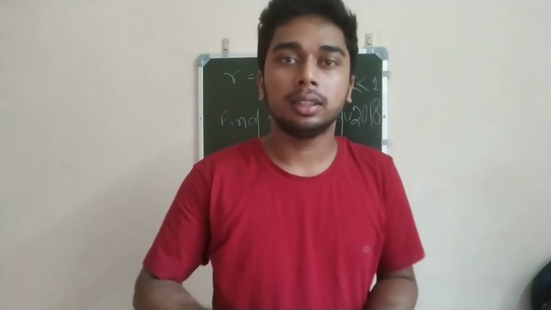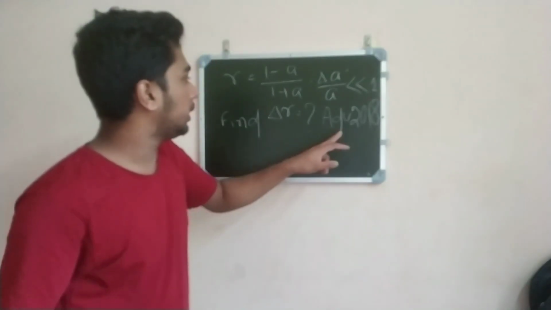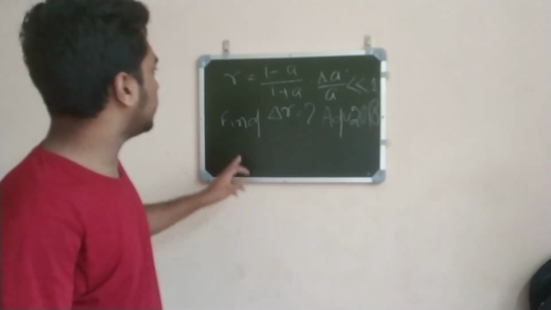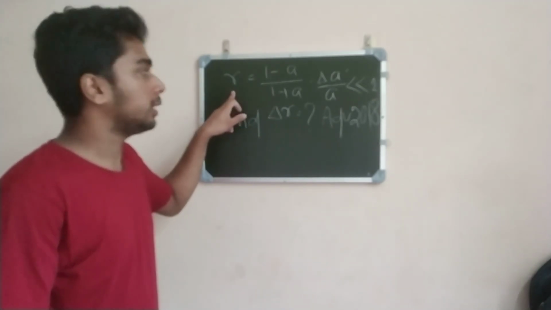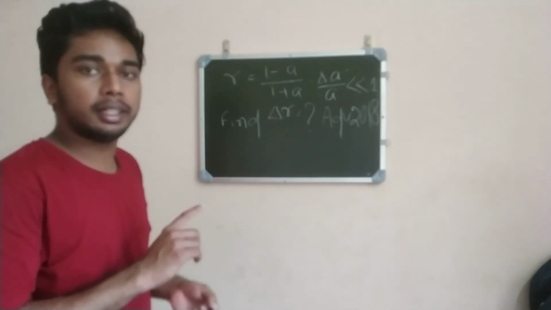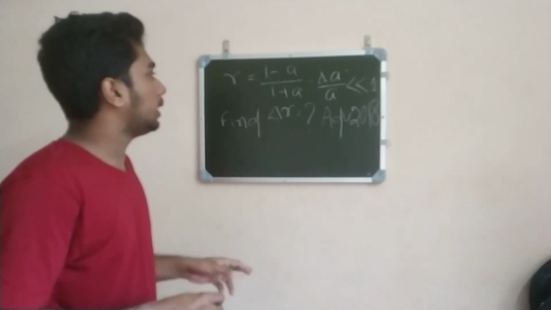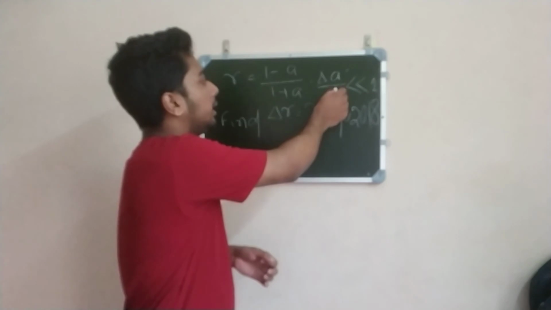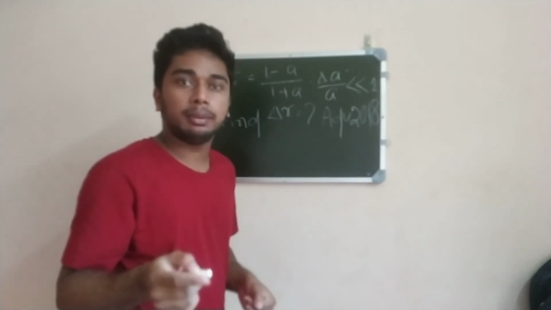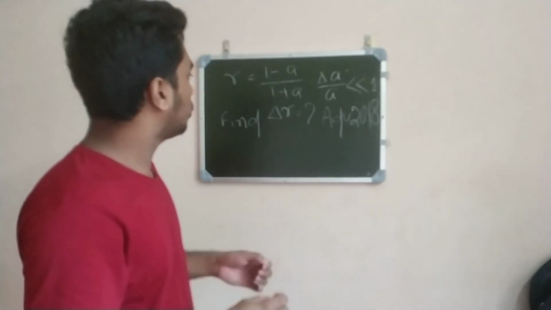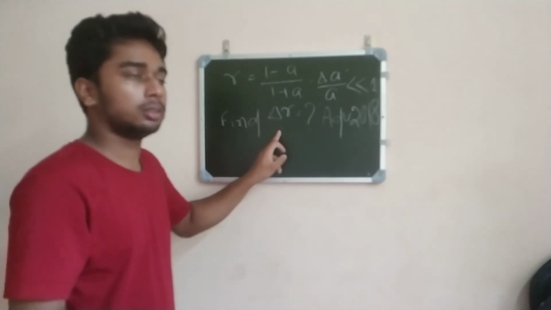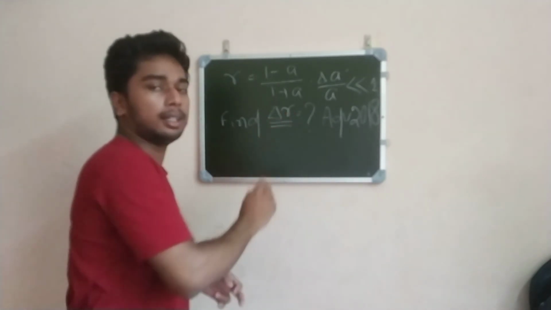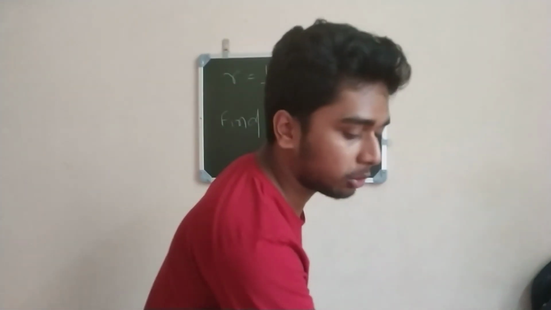In this video, I am going to solve another question asked in JEE Advanced 2018. The question is that we have an expression r is equal to (1 minus a) divided by (1 plus a), and an approximation is given: delta a by a is very less than 1. So I have to find out what delta r is. So let us solve this question.